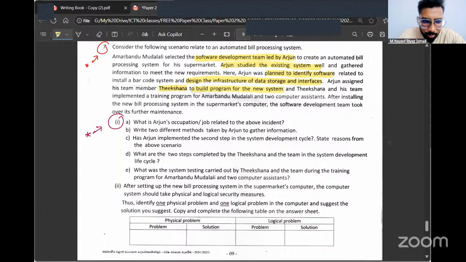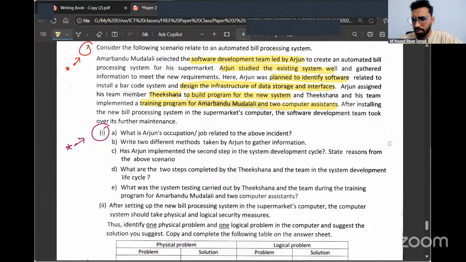Tikshana and his team implemented a training program for Amarbandhu and two computer assistants. After installing the new billing system in this market, the software team took over its further maintenance. That's also fine. I just highlighted the important stuff mentioned here. Okay. The first question they have asked: what is Arjun's occupation or job related to the above incident?